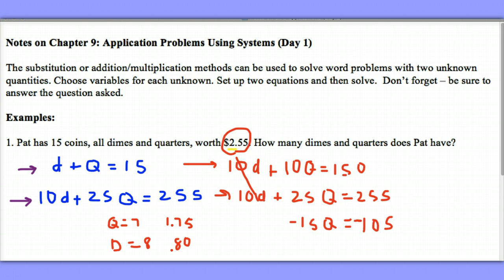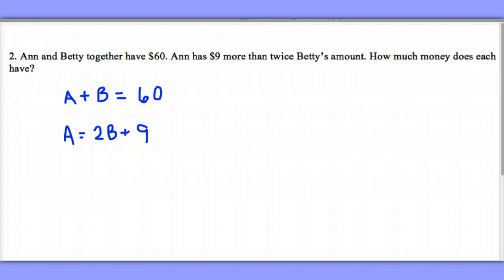Let's take a look at another example. Here, Ann and Betty have $60 altogether, and Ann has 9 more than twice Betty's amount. How many does each have? So let's take a look at the equations. Together they have $60, so my one equation is a plus b equals 60.